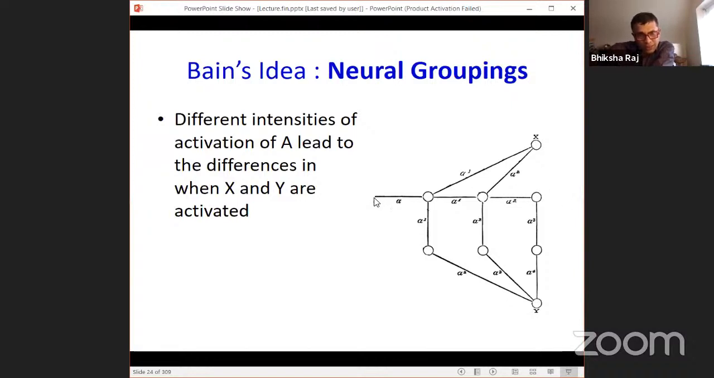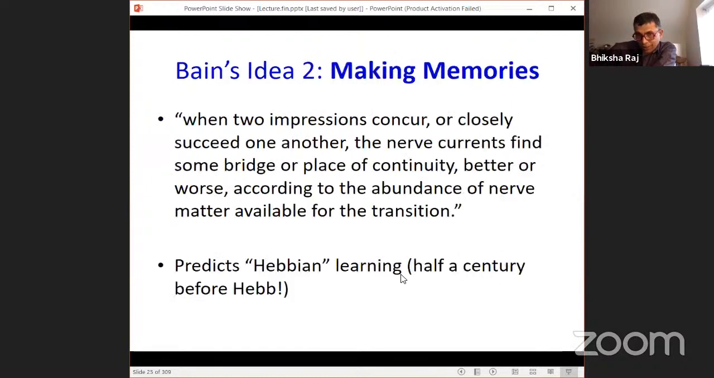So here, for example, if the input is weak, then Y, which gets three copies of the input, will fire with some delay. On the other hand, if the input is strong, both X and Y will fire. So different intensities of the activation lead to differences in the output. And again, this is a very modern circuit. And back in Bain's day, it wasn't understood.